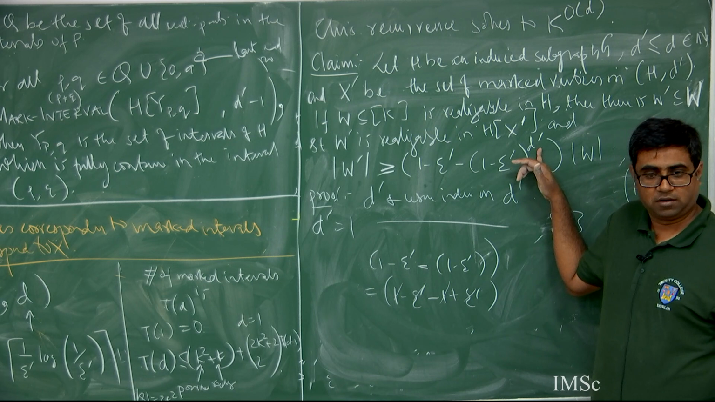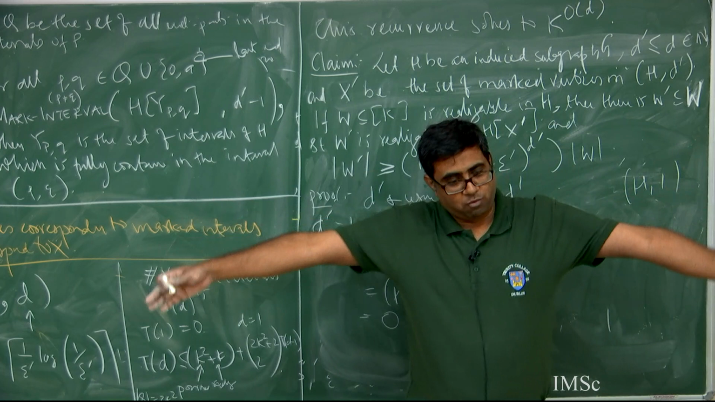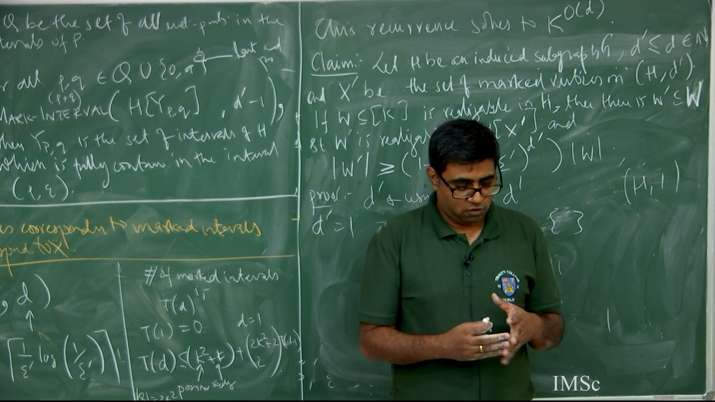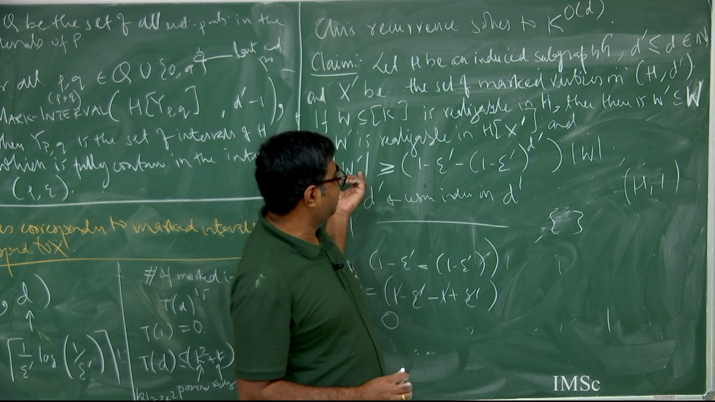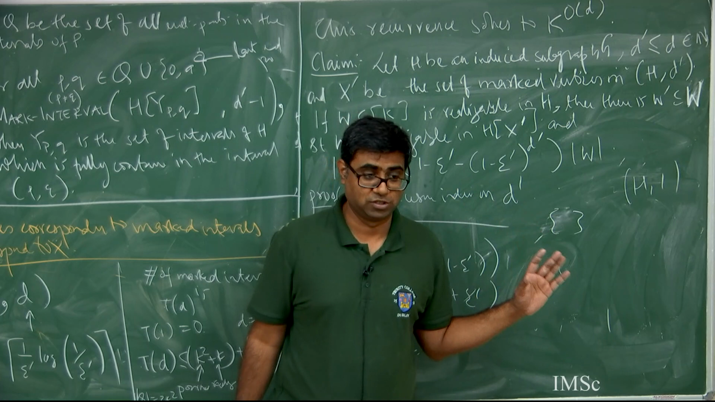And d prime is 1, which is 0. So all you ask me is to return a 0 size set, or realize the zeros. So for any w, whatever it is, please don't realize me. In other words, all you are asking is that the cardinality of w prime can be 0 times this, right? Then I'm saying, please do not realize anything. I'm still fine. Now, why is this happening or not happening is a very different question, right? But inductively, this is what I'm trying to achieve.